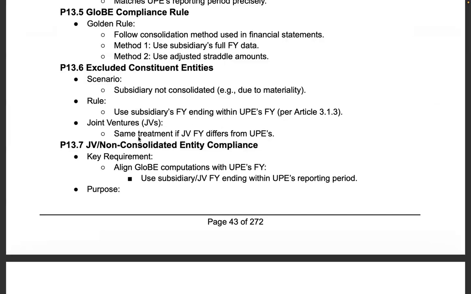And what about joint ventures? Same treatment if the JV's financial year differs from the ultimate parent entity's. So basically, we use that amount of the subsidiary's financial year that ends within the ultimate parent entity's financial year. Like in the previous example, the ultimate parent entity's financial year was ending in December and the subsidiary's year was ending in November. So we consider that year ending in November and simply include it. The same treatment is applied to joint ventures as well.